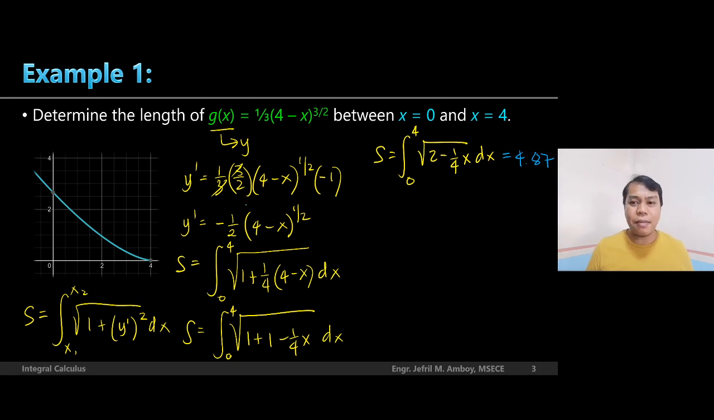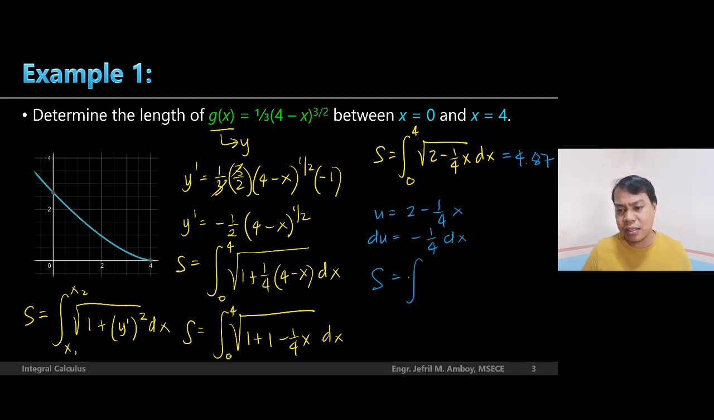Okay? However, para sa mga undergrad, kinakailangan, ipakita mo yan. So, paano mo yan isosolve? Let u be equal to 2 minus 1/4 x, and then du, of course, would be negative 1/4 of dx. So, we now integrate s equals the integral of, so this is your u, raised to 1/2. And then, yung dx, papalitan mo lang ng negative of 4 times du.